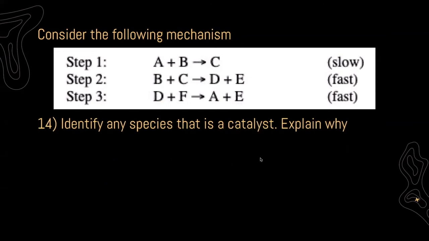Now we have to identify the catalyst. And looking at step 1, my catalyst is going to be B. This reaction would not occur without the presence of B. Our other catalyst, if we look at step 3, this reaction would not occur without the presence of F. It's not something that we're already creating, it's something that's totally new. F would be our other catalyst.